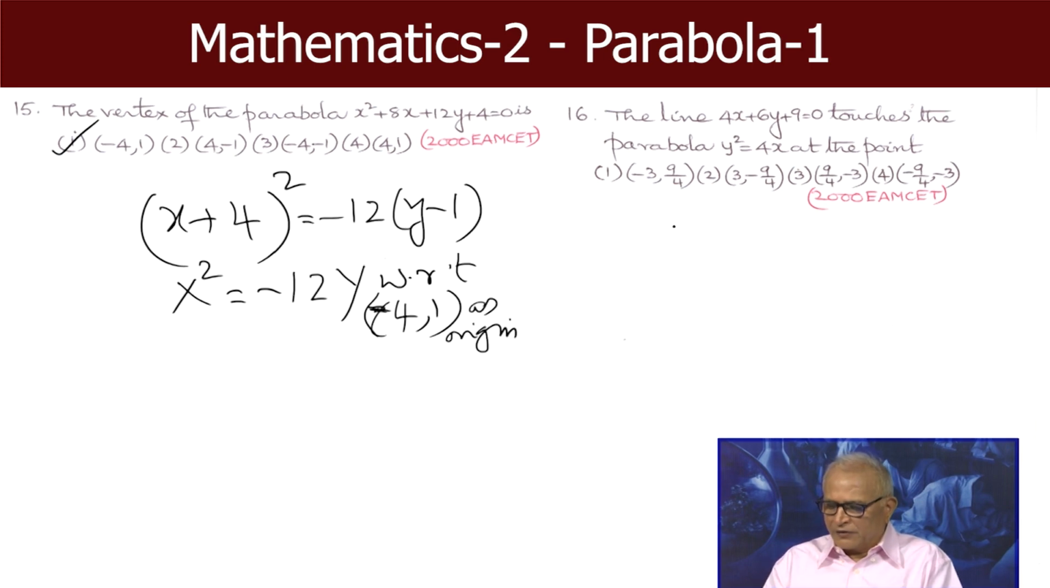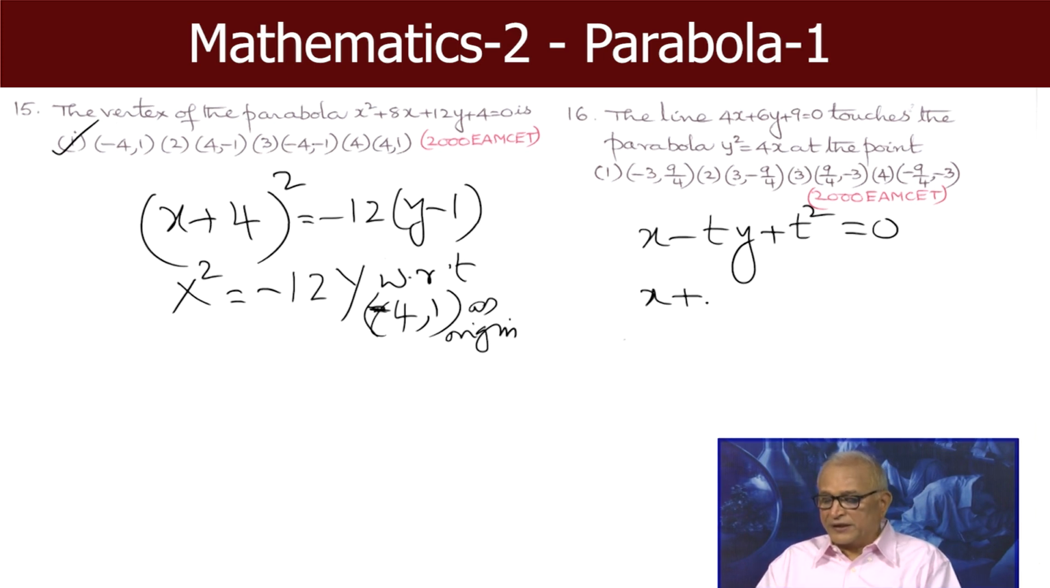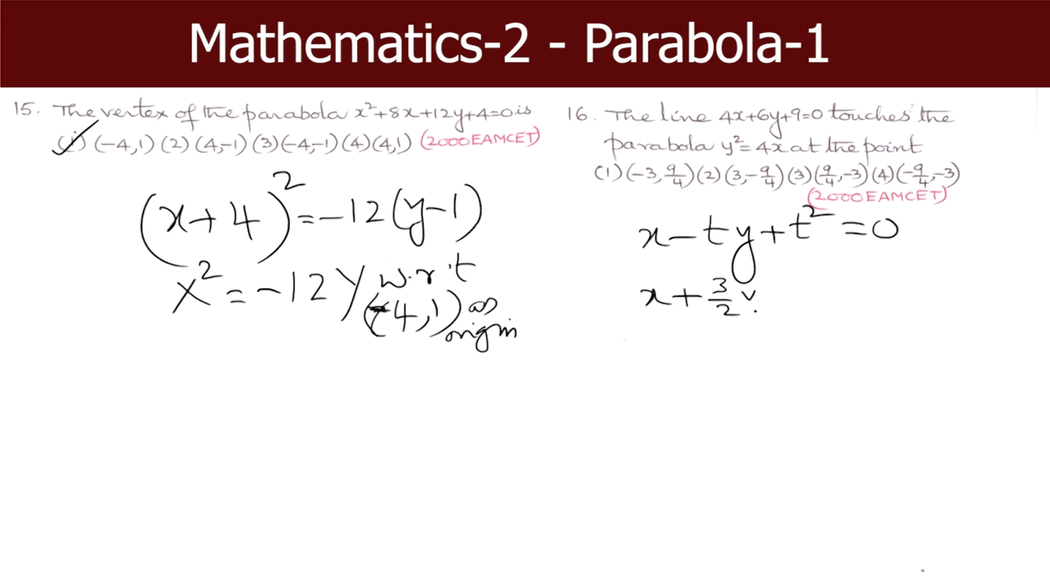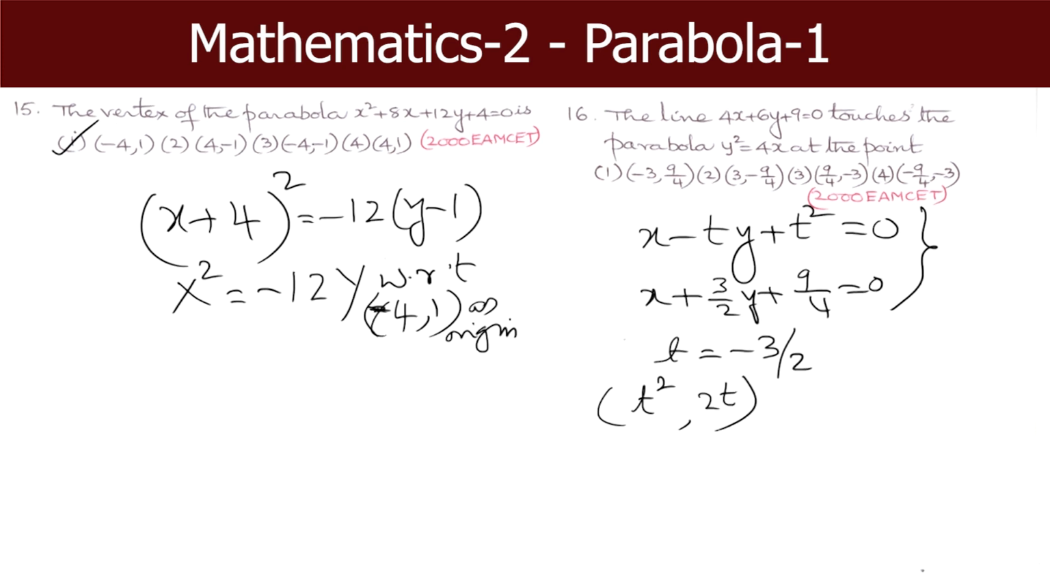Any tangent to the parabola is in the form x minus ty plus at square, a is 1 here, equal to 0. Let us write the equation also in this form where the coefficient of x is 1: x plus 6 by 4, 3 by 2 y plus 9 by 4 equal to 0. When you compare these two equations, they represent the same line for the value of t equal to minus 3 by 2. So, what is the point of contact? At square, 2at, with a as 1, that is t square, 2t. When t equal to minus 3 by 2, that is 9 by 4 comma minus 3. That is the third option.